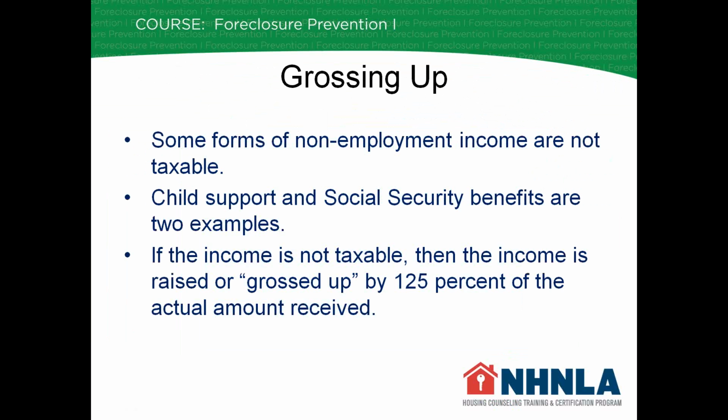Now let's talk a little bit more about grossing up. Some forms of non-employment income are not taxable. Like I said, Social Security is one of them. Child support is another. If the income is not taxable, then the income is raised or grossed up by 125% of the actual amount received. So that's where that 25% comes in. It's easier if you just do 125% because it gives you the total amount. Whereas if you just do 25%, then you've got to add it to the current amount to get the 125%.